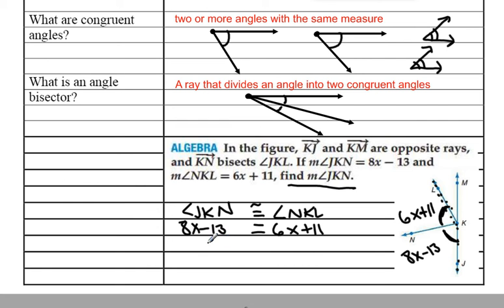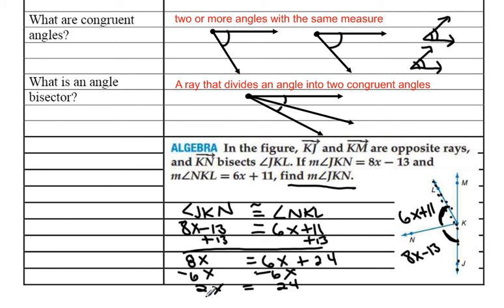First I have to find x. So what I'm going to do is add 13 to both sides. So I would get 8x equals 6x plus 24. I would subtract 6x from both sides. So I would get 2x equals 24. And then I would divide by 2 on both sides. So I would get that x is 12.